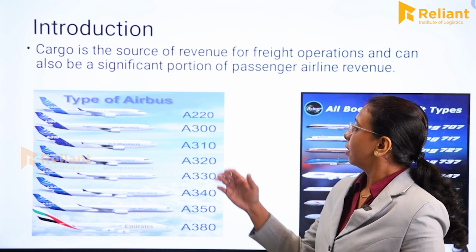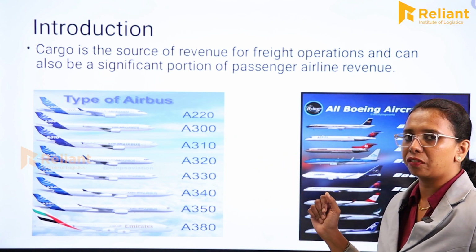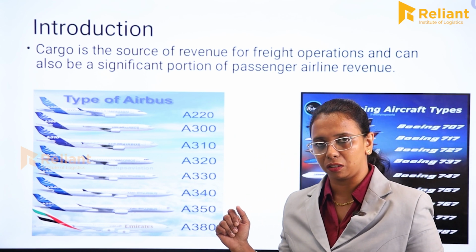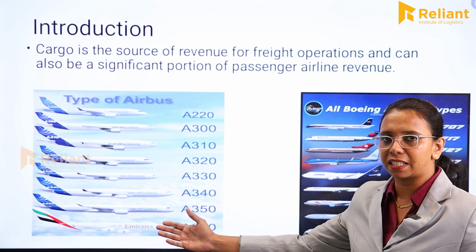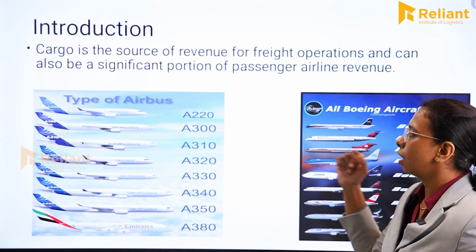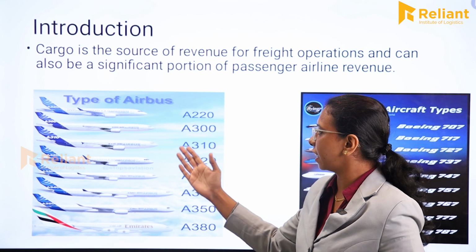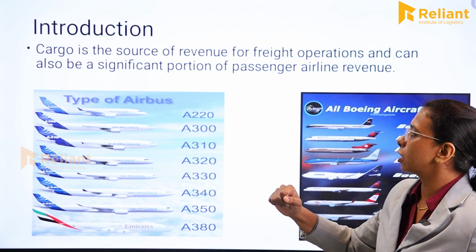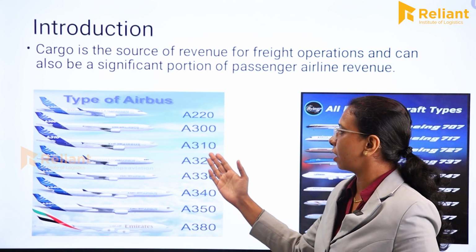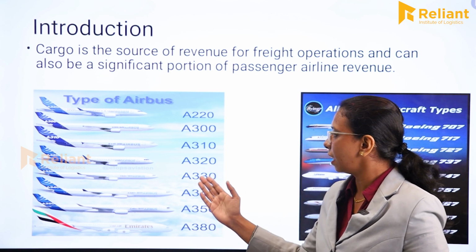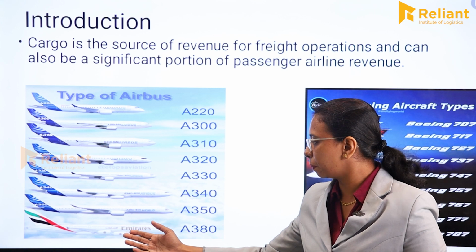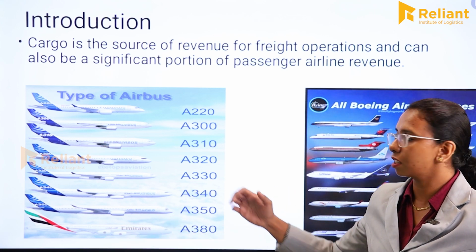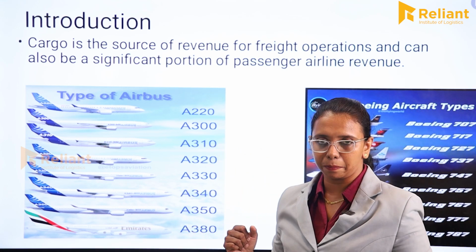We know that there are different types of aircraft to carry air cargo, right? Here we can see two major companies, Airbus and Boeing. In Airbus, there are different series like Airbus 220, Airbus 300, 310, 320, 330, 340, 350 and 380. That is the biggest aircraft created by Airbus.